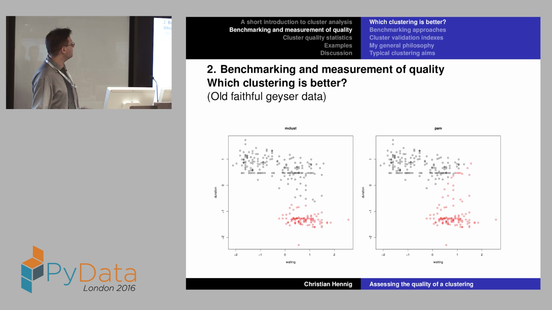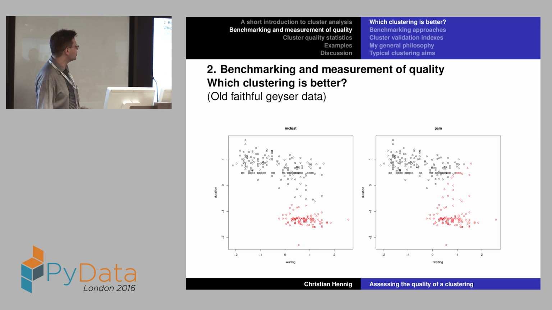For the rest of the presentation, I'm talking about benchmarking and measurement of quality in cluster analysis. This all boils down to the question: you have a data set and different methods giving you different results, and which clustering is better? This is a clustering produced by a Gaussian mixture model. All of these points are eruptions of the Old Faithful geyser in Yellowstone National Park, and the two dimensions are standardized waiting time before the eruption and the duration of the eruption.